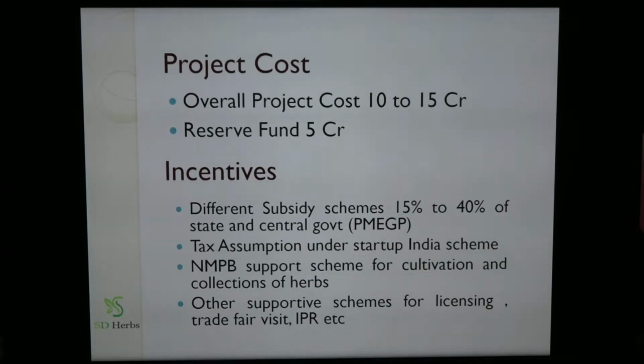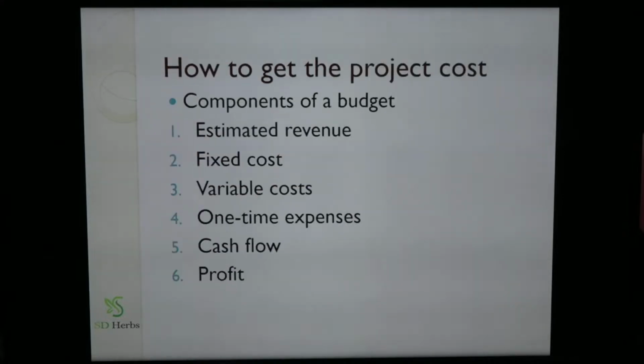If you are registering your company as a private limited or LLP or partnership firm, you can get in for 3 consecutive years. You will not need to pay any income tax. So tax exemption is provided by the government of India if you are a private limited or an LLP company. The National Medicinal Plant Board also supports many schemes for cultivation and collection of herbs. If you are in your area specifically, and interested to start that, you must contact the National Medicinal Plant Board. Okay, so you just need to prepare a budget.